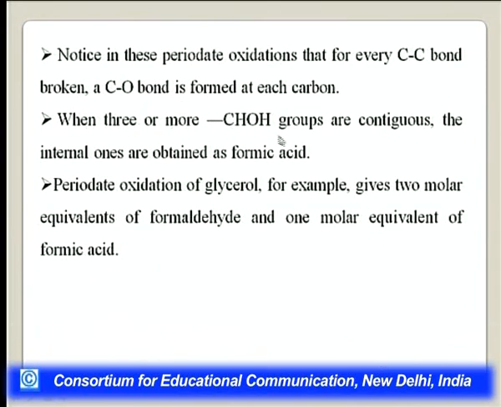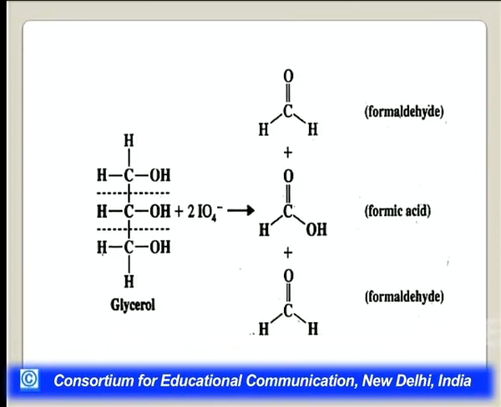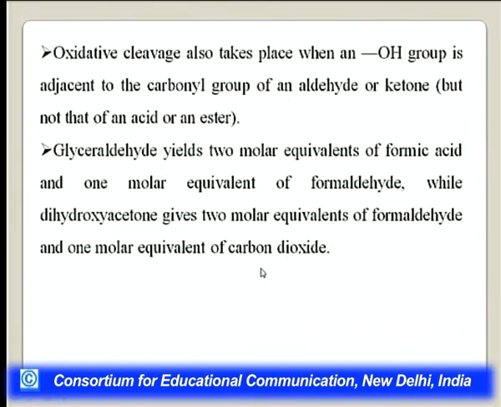When three or more CHOH groups are contiguous, the internal ones are obtained as formic acid. Periodic oxidation of glycerol, for example, gives two molar equivalents of formaldehyde and one molar equivalent of formic acid. Let us see it. It is glycerol. Here you can see there are three CHOH groups. Cleavage at both carbon-carbon bonds took place, and you get formaldehyde, formic acid, and another molecule of formaldehyde. So you can easily observe.